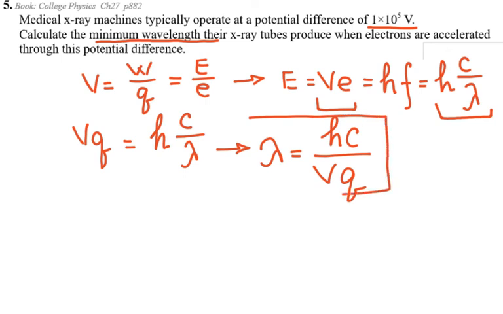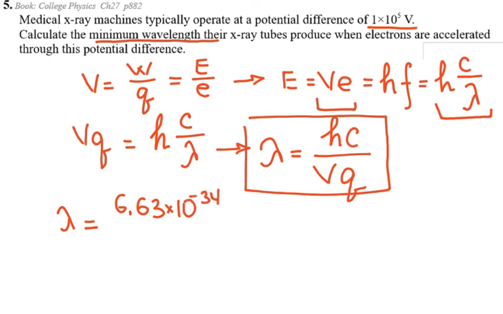So now I can plug in my numbers. Because I cannot cancel the electron volts in this case, I have to plug in Planck's constant not in electron volts but in joules times seconds. So the wavelength is equal to 6.63 times 10 to the negative 34 for Planck's constant, times the speed of light, 3 times 10 to the 8.